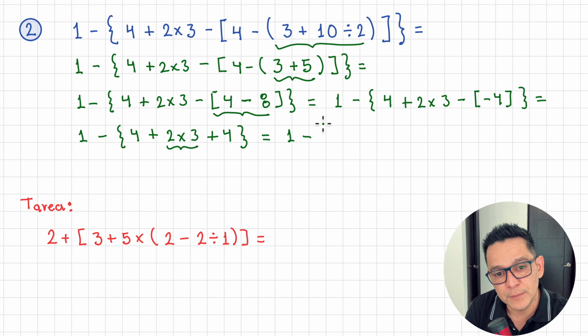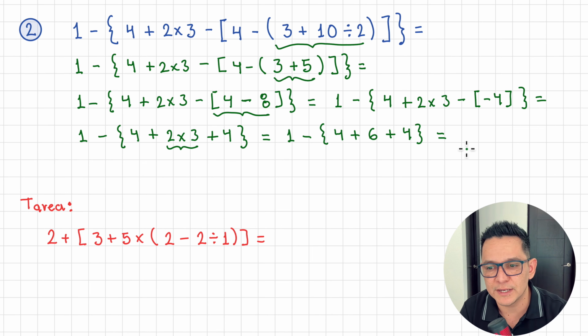So I write 1 minus, open the brace, write 4, add the plus sign, and solve the multiplication, which is 2 times 3. 2 times 3 is 6. I bring down the plus sign, bring down the 4, and bring down the brace. Let's continue here. There's still space.